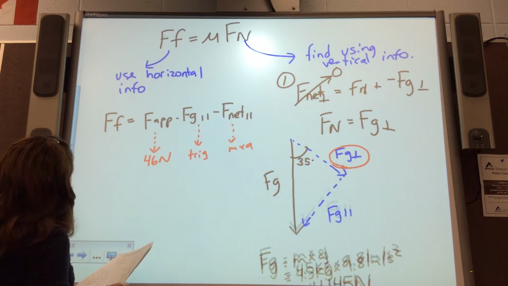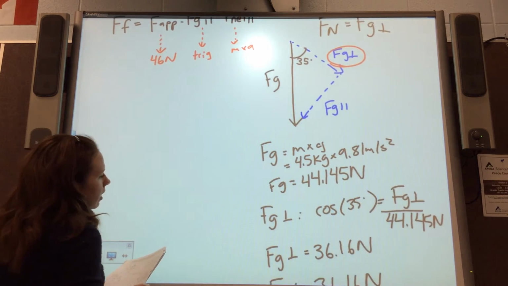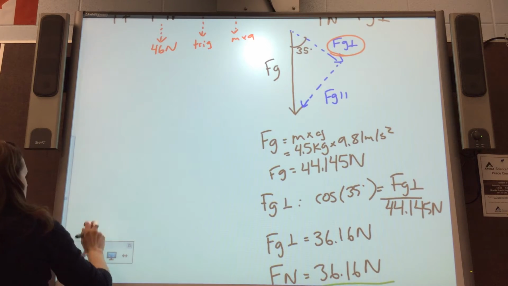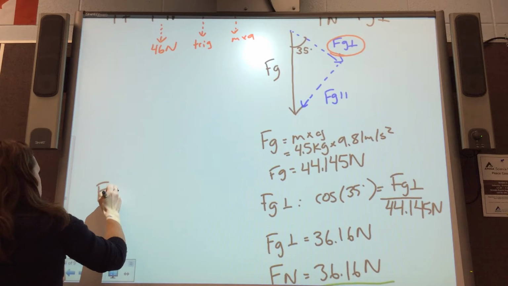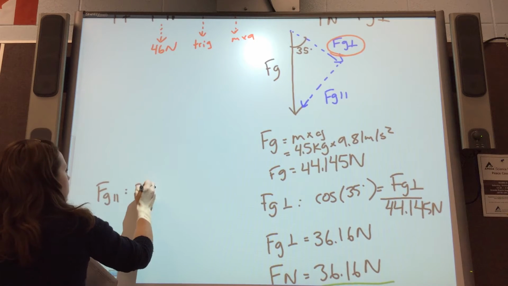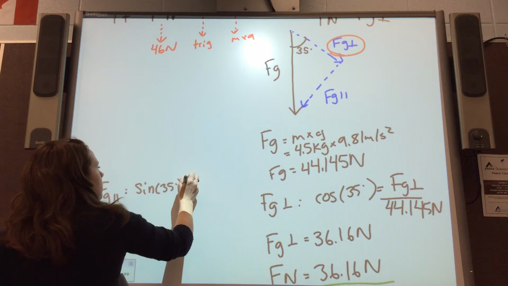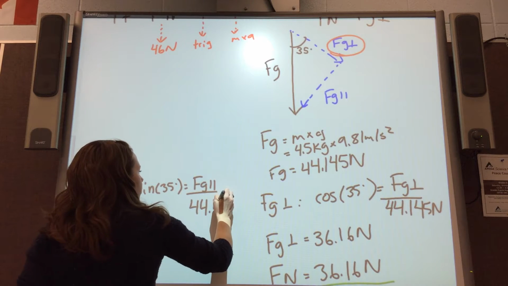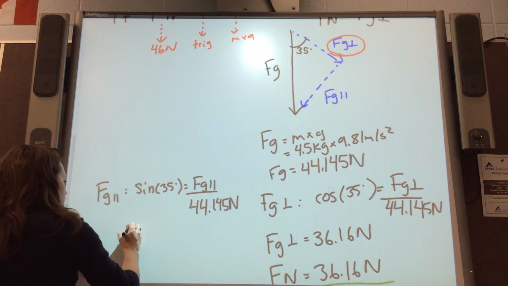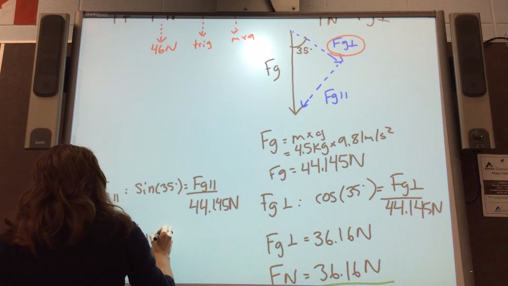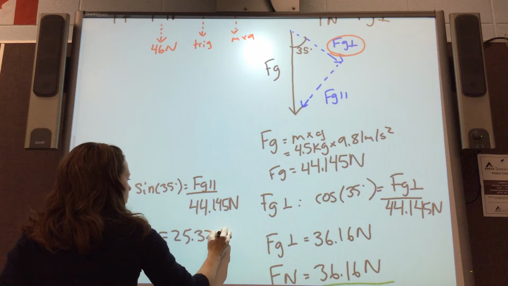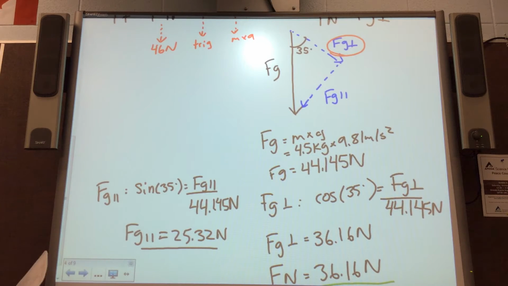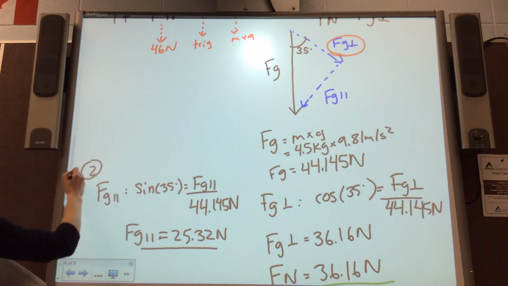So I'm just going to look back at my diagram and find Fg parallel here. So Fg parallel now is sine 35 degrees is equal to Fg parallel divided by 44.145 newtons. So Fg parallel is 25.32 newtons. So this is like step 2.